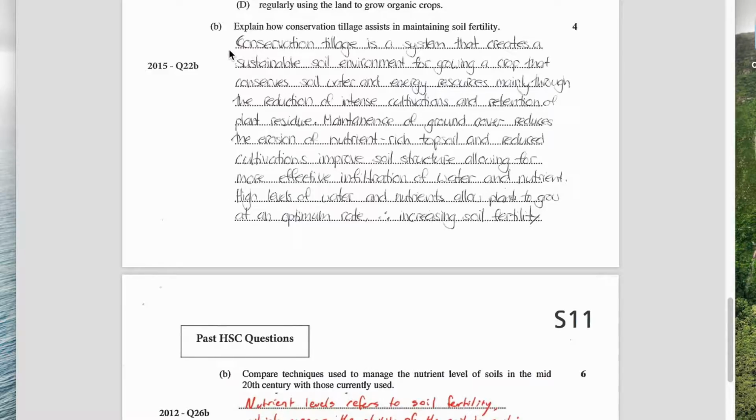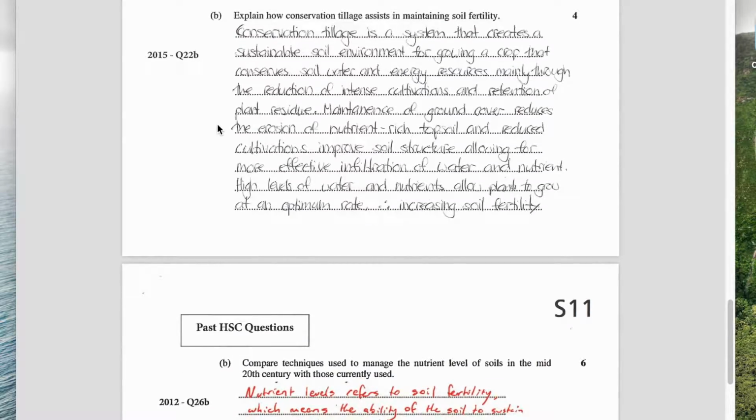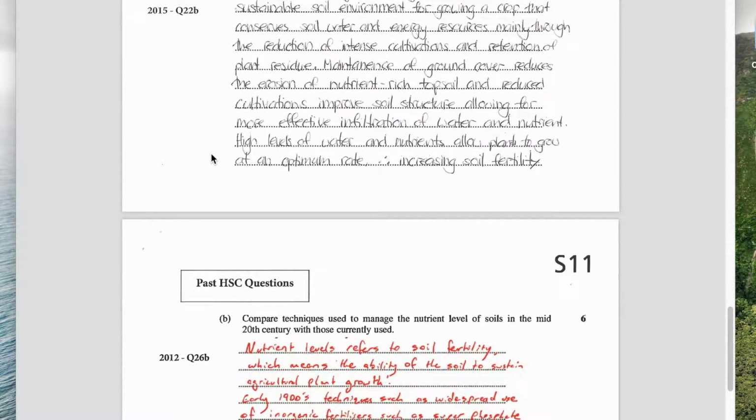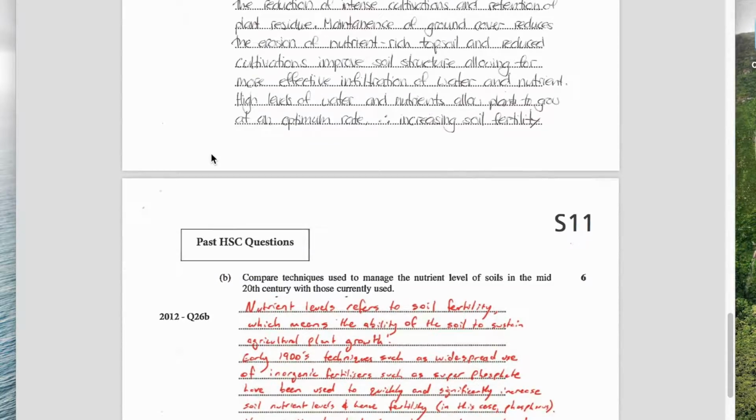Conservation tillage is a system that creates a sustainable soil environment for growing a crop that conserves soil water and energy resources, mainly through the reduction of intense cultivations and retention of plant residue. Maintenance of ground cover reduces the erosion of nutrient-rich topsoil and reduces cultivation, improves soil structure, allowing for more effective infiltration of water and nutrients. High levels of water and nutrients allow plants to grow at an optimum rate, as a result of increased soil fertility.